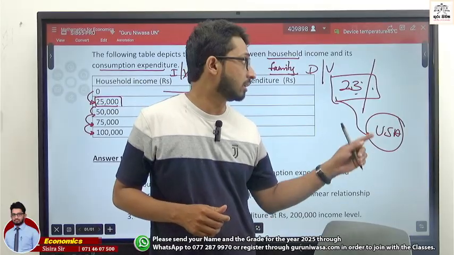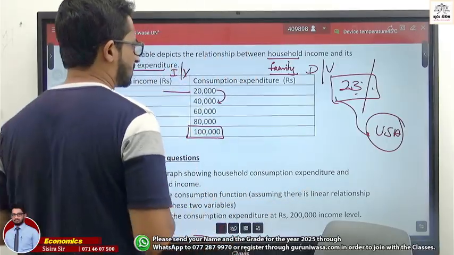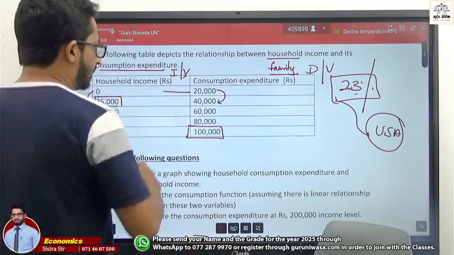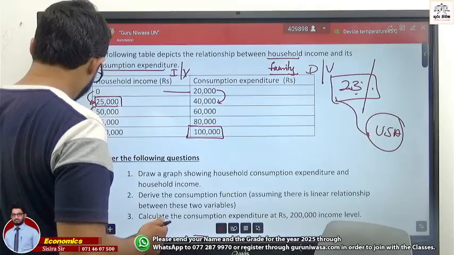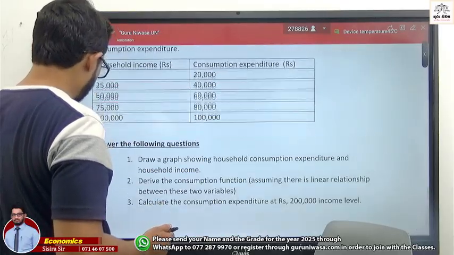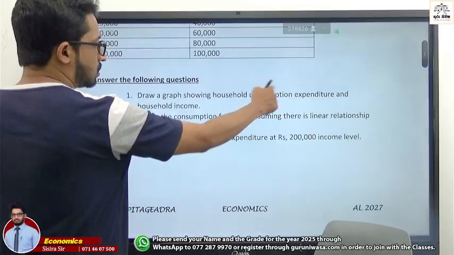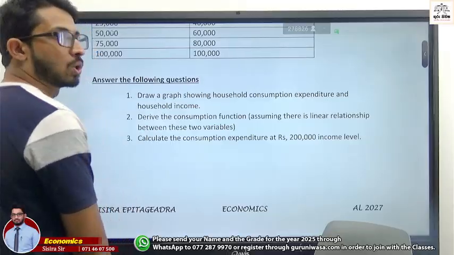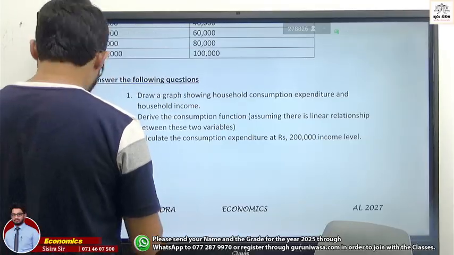Third, because of this tariff, right? Don't worry about that. Okay, independent, dependent. Okay lamai. What are the questions? Answer the following question. Number 1, draw a graph showing household consumption expenditure and household income. Right, let's do it lamai.